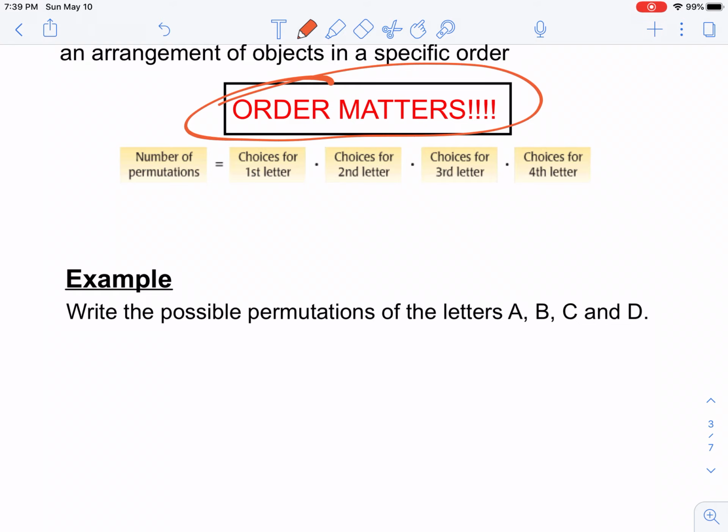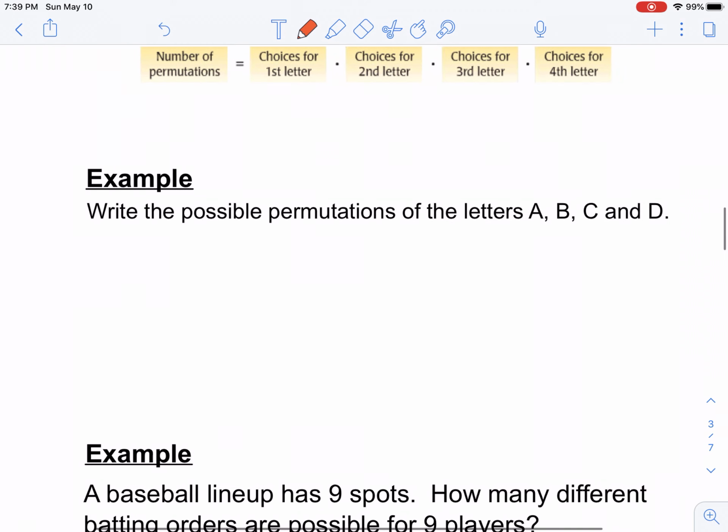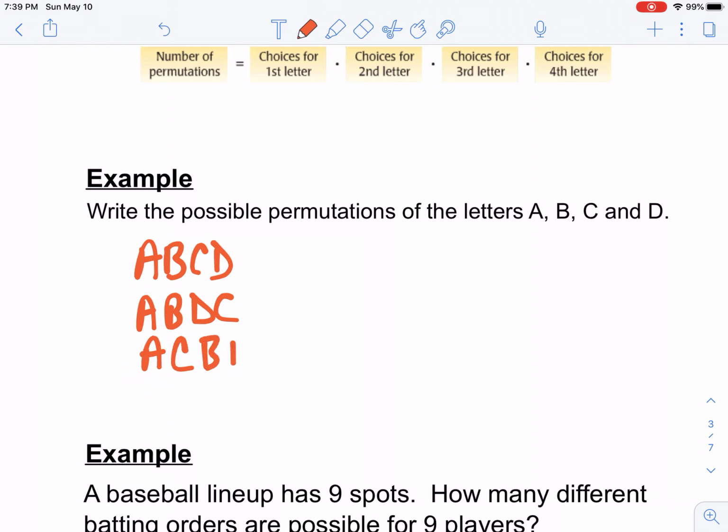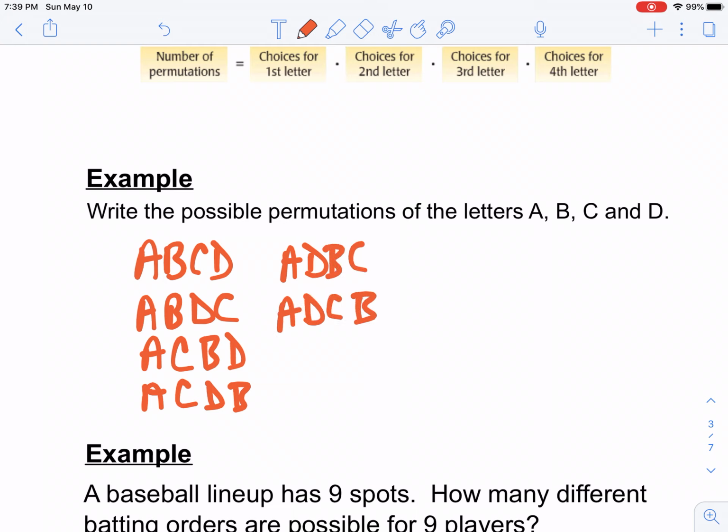Write the possible permutations of the letters A, B, C, and D. Okay, so how many different orders are there of the letters A, B, C, D? Well, there's A, B, C, D. There's A, B, D, C, right? There's going to be a bunch of them. A, C, B, D. A, C, D, B. Then there's A, D, B, C. A, D, C, B, right? And I think that's all of them with the letter A in the beginning. See how the letter A is first for all of them? If you count them up, there's 6 of those, right?